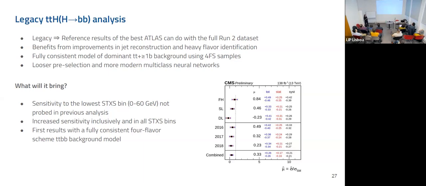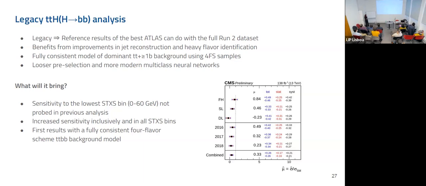That now are obviously available. And as I already mentioned, we now have a looser preselection, and we have more modern multi-class neural networks. And these neural networks, what they do is they use very simple variables, just the four-momenta of particles and then b-tagging score, basically. And then they have multiple nodes, and they assign events to either control regions, for example, ttc, tt light, and ttb control regions. And then in the signal region, in the same network, they do the classification into the different bins of the Higgs transverse momentum.